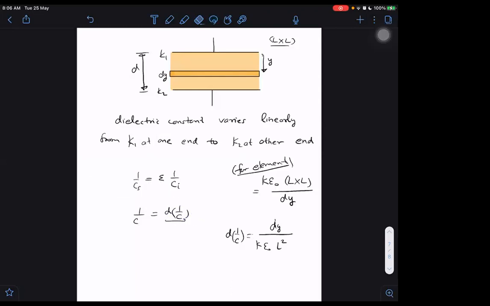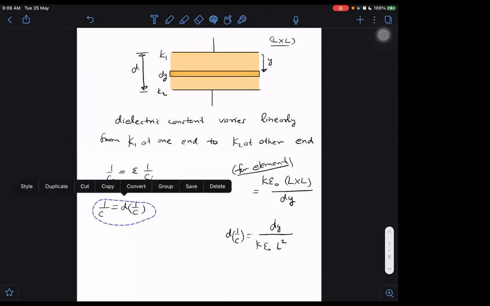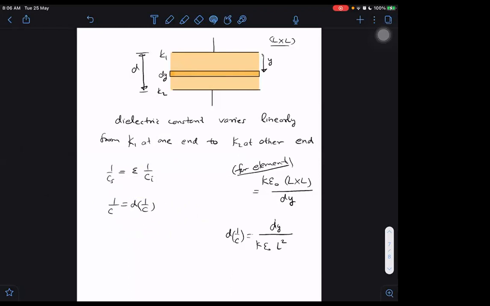Sir, is d of 1 by C or 1 by dC the same? 1 by dC is nothing. In some books they write 1 by dC, but 1 by dC doesn't mean anything. In mathematics we don't even have this notation. So it is wrong, it is a mistake. My doubt is, can we write d of 1 by C as 1 by dC? We can never do that. We should not do that, we can't write it that way.